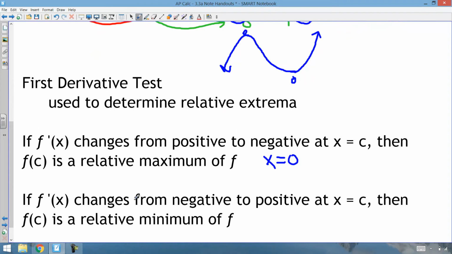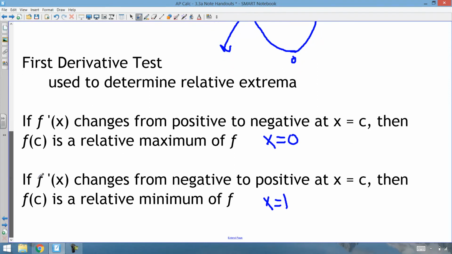And if it changes from negative to positive, that's a local min. So we have a local min when x is equal to 1. And of course, we have to have an actual function that's defined there, right? We have to have the derivative. I guess you need that f of c exists, right? You can't say that an asymptote is a local max or a local min just because that satisfies those points. So that's basically what we're talking about.